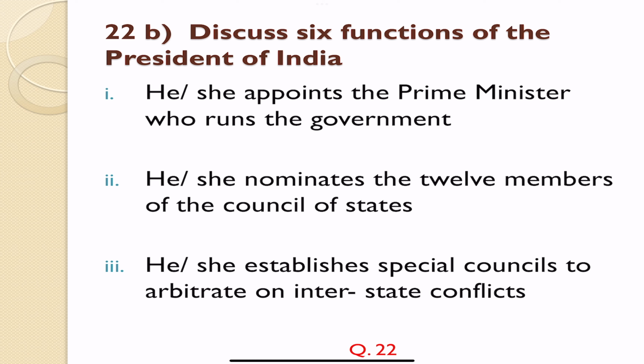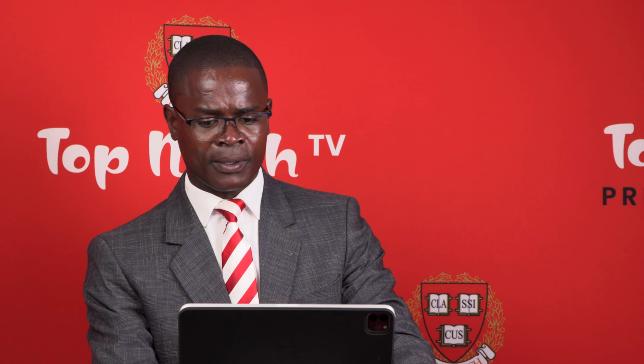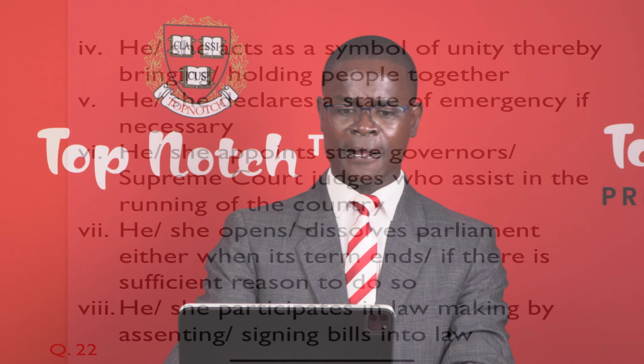They nominate that group of people, and establish special councils to arbitrate on interstate conflicts, where if the states that exist within India have issues to sort out, then the president is supposed to come up with this special council to arbitrate and to bring peace.